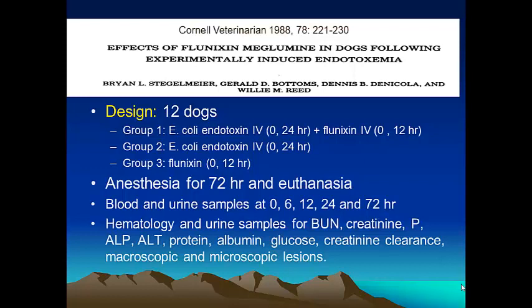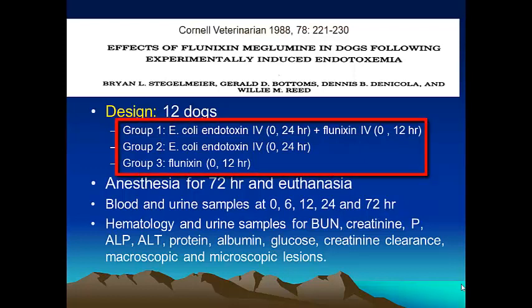So if we look at this study, they had 12 dogs and they made 3 groups. The first one was given the E. coli endotoxin at times 0 and 24. Another group was given the endotoxin together with flunixin at times 0 and 12 hours. They had another group of 4 dogs that was given the endotoxin alone, and they had a third group that was given flunixin on its own.